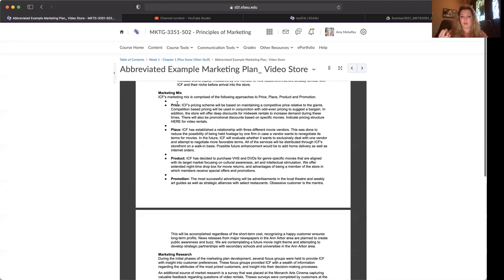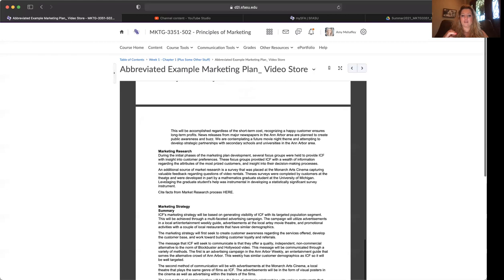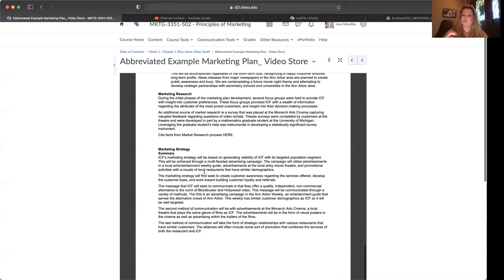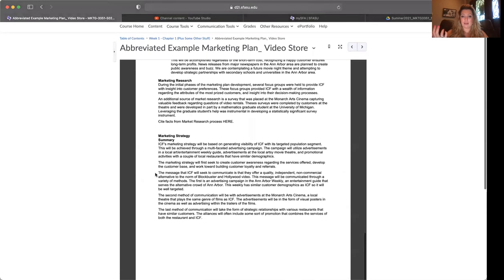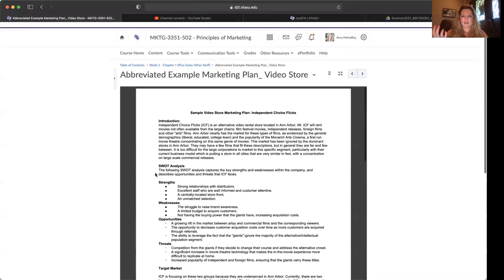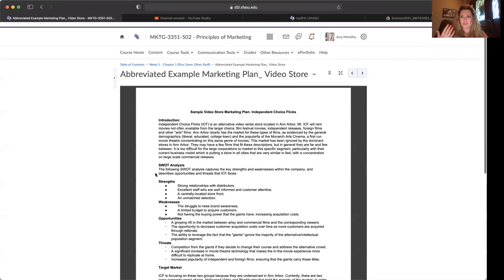So this is what their marketing mix looks like. I encourage you to read that. It'll give you a clue into what the 4 Ps are and what that looks like. It talks about marketing research, and then they have a strategy and a summary. So this is just a marketing plan. Take a little bit of time, 5 minutes, read through it so you get your wheels turning about where we're headed.